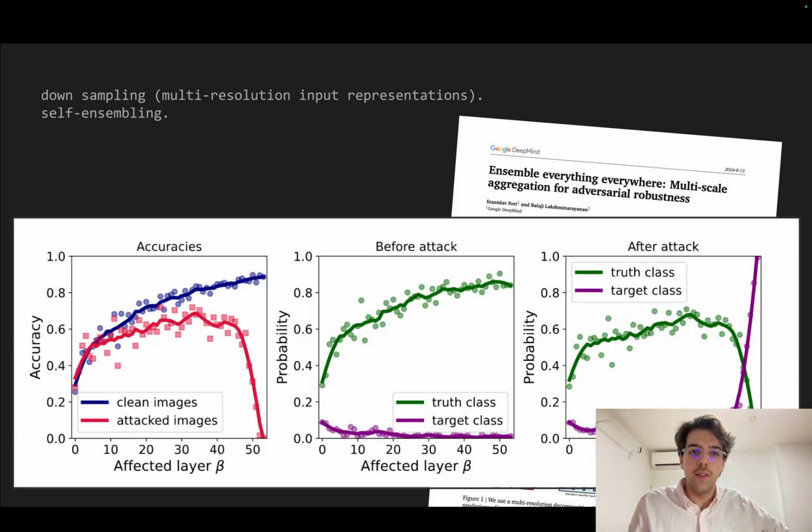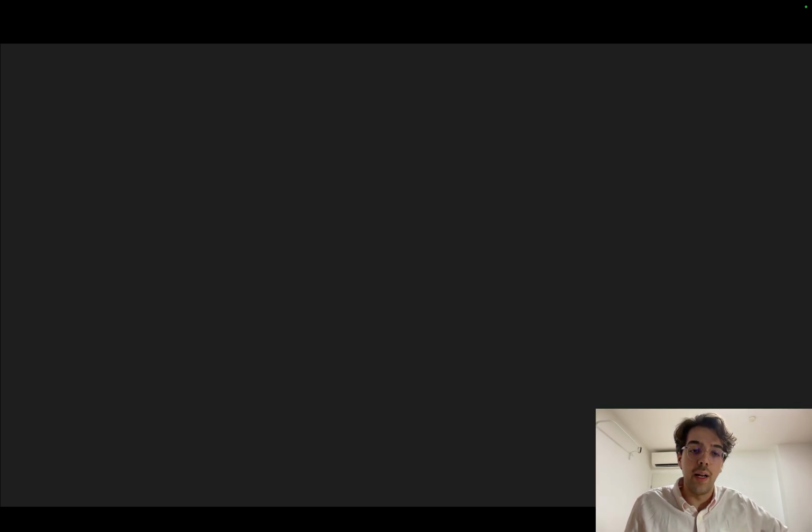And also there's this super new recent paper by Stanislav, Ensemble Everything Everywhere, which is about downsampling images before putting them in, and also self-ensembling. As it turns out, different layers of computer vision models show different robustness towards perturbed images, which is very interesting. Apparently only the final layer shows sensitivity, and by using intermediate layers, we can increase the robustness by a wide margin without any kind of additional overhead.